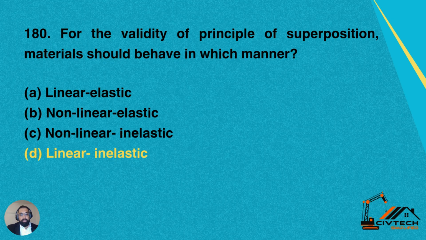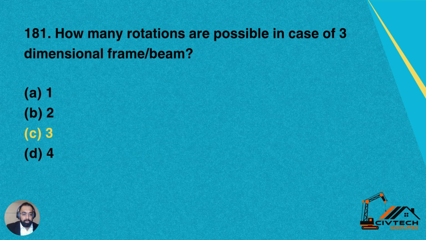Question number 180. For the validity of principle of superposition, materials should behave in which manner? Option A, linear elastic. Option B, non-linear elastic. Option C, non-linear inelastic. Option D, linear inelastic. So yes, D is the correct option. The material should behave as linear and inelastic for the validity of principle of superposition. So D here is the correct answer for this question.